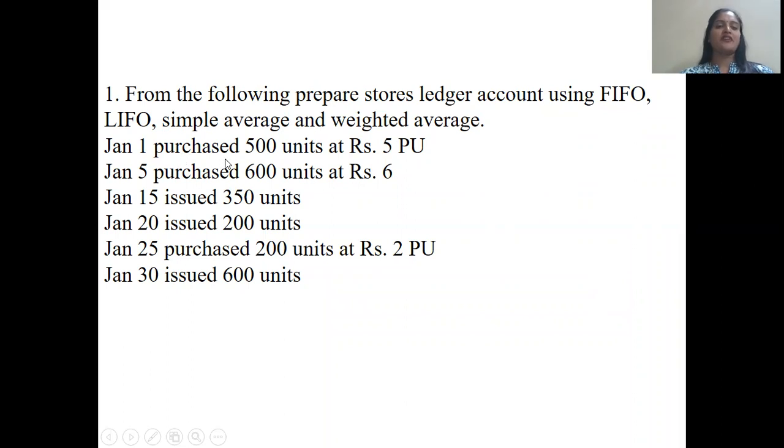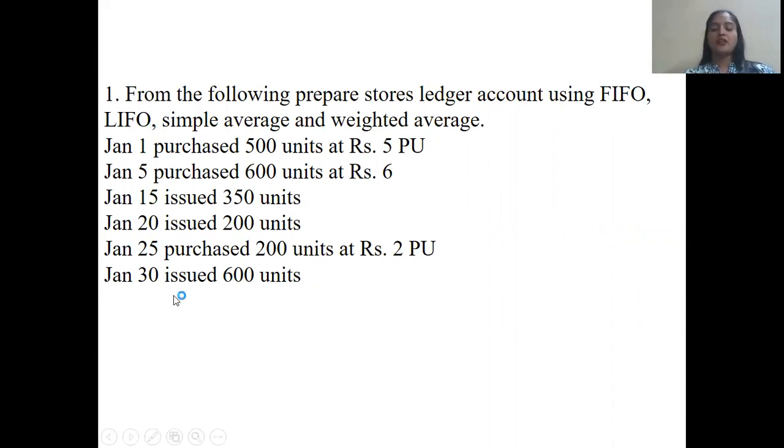On January 1st, purchased 500 units at rupees 5 per unit. On January 5th, purchased 600 units at rupees 6 per unit. On January 15th, issued 350 units. On January 20th, issued 200 units. On Jan 25th, purchased 200 units at rupees 2 per unit. On January 30th, issued 600 units.